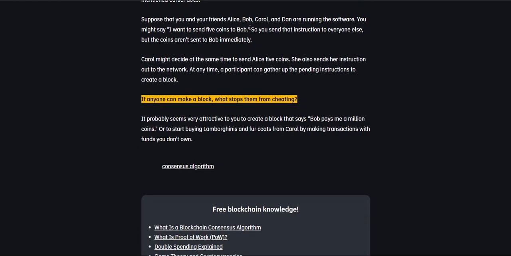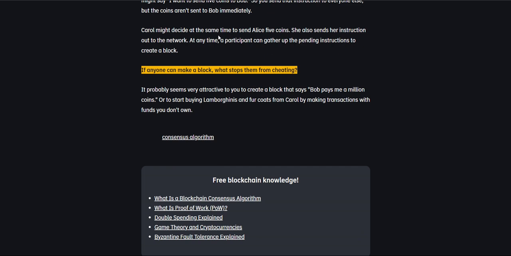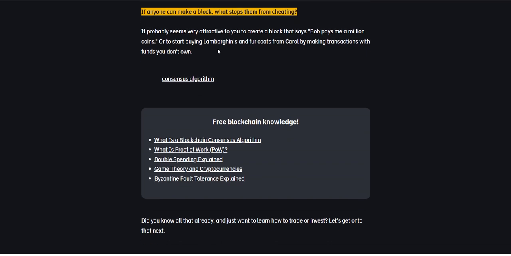Suppose that you and your friends, Alice, Bob, Carol, and Dan, are running the software. You might say, I want to send 5 coins to Bob. So you send that instruction to everyone else, but the coins aren't sent to Bob immediately. Carol might decide it's the same time to send Alice 5 coins. She also sends her instruction out to the network. And now at any time, a participant can gather up the pending instructions to create a block.